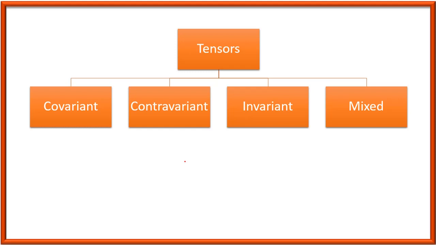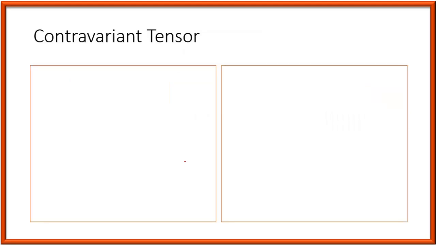Invariant means it does not change with the change in the basis. For example, a scalar quantity, say mass, remains invariant under any coordinate transformation. Therefore, it is an invariant. Whereas tensors can be both contravariant and covariant at the same time, and such tensors are known as mixed tensors.